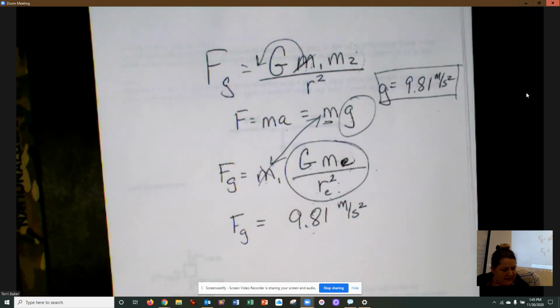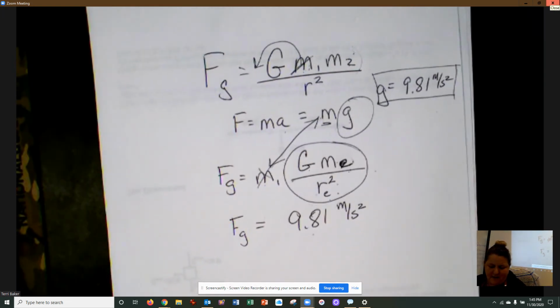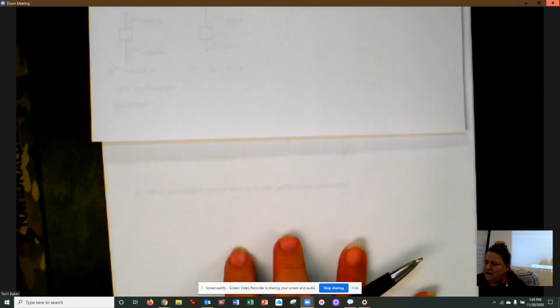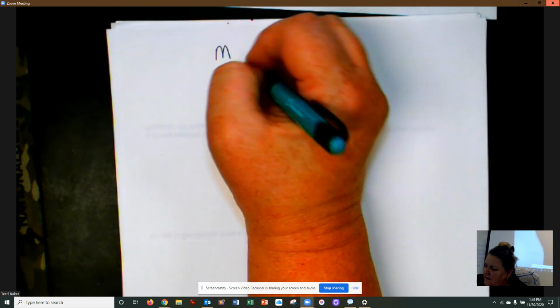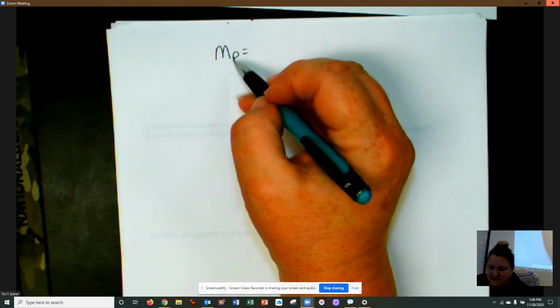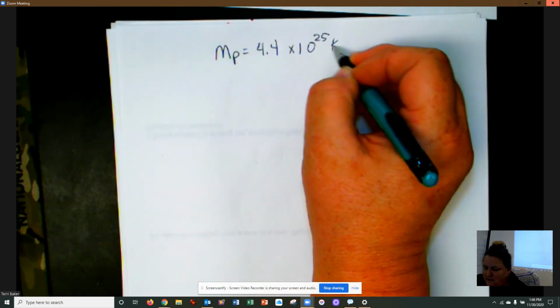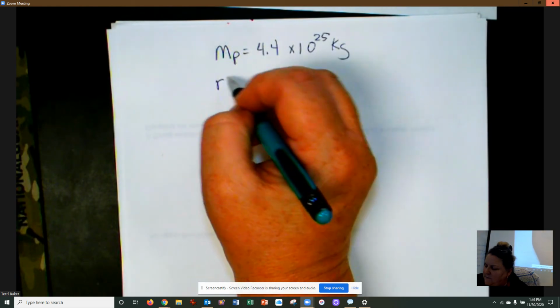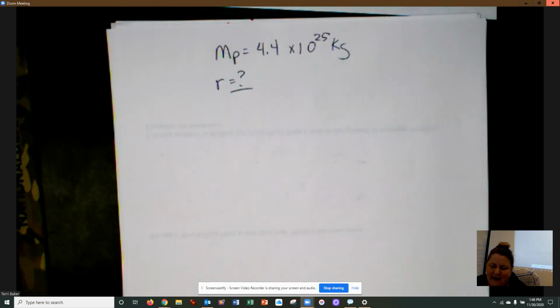So if you were doing a question like number 8 on your test, I will help you with number 8. The mass of a newly discovered planet is 4.4 times 10 to the 25th kilogram. What is the radius of the planet to have the same acceleration due to gravity as Earth?